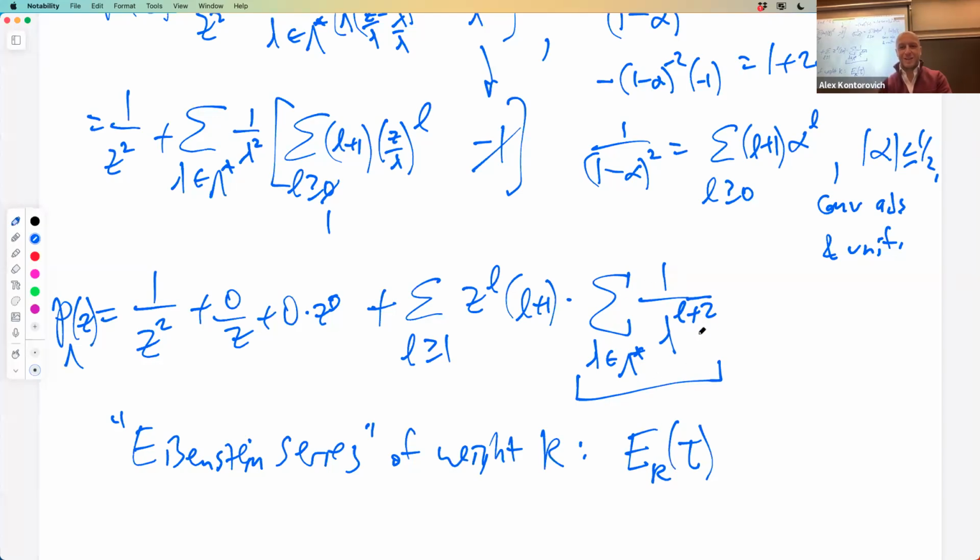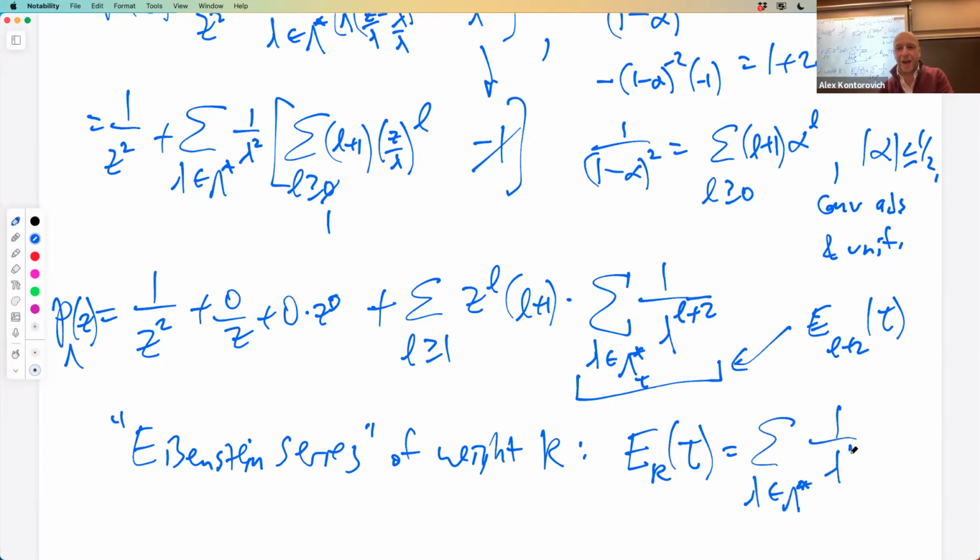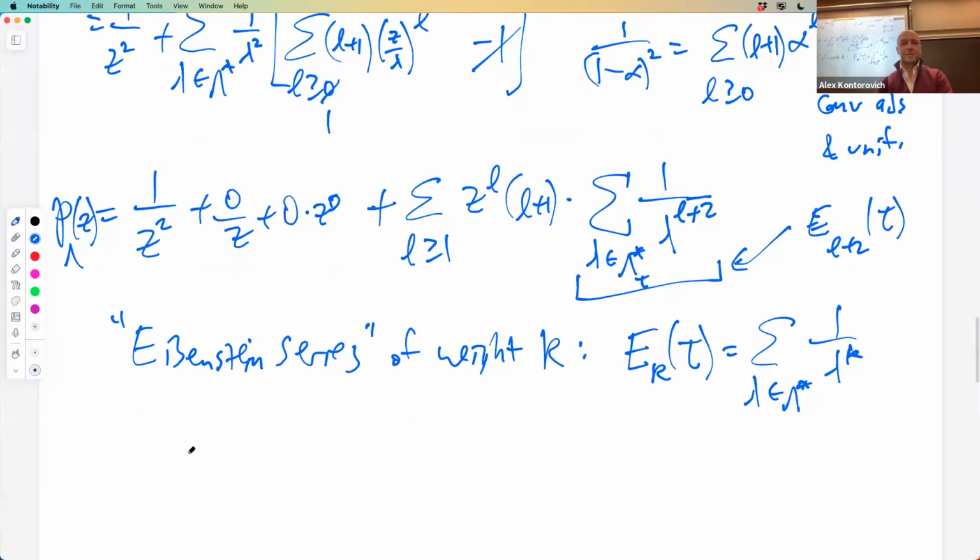so this thing will be E sub L plus 2 of tau, where tau is the tau of the lattice. So what is this? It's exactly what's here. It's a sum over all the lattice points except for 0, 1 over the lattice point to the power k. That's the standard definition. And of course, this is the Eisenstein series with k replaced by L plus 2. All right, when does this converge?